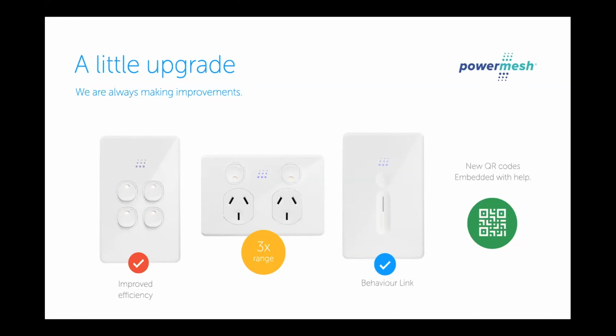We've also added behavior link to the fan controller. I know a lot of you love having a dimmer along with the fan instead of a switch. So by adding behavior link to the fan controller, you now have the option to use that button to link to a dimmer as well.